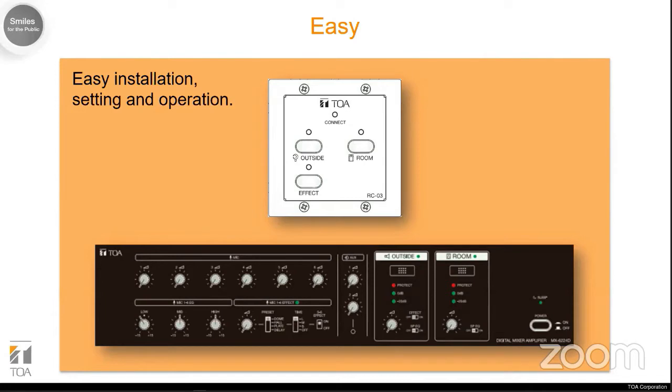This now is easier with the MX6224D, as well as the easiness of being able to switch on and off the room sound broadcast and the outside minaret sound broadcast by merely using the RC03. You can press the room button on and off, and sound goes to the room. The outside button sends sound to the minaret or to the outside area. As well, you can switch on and off the effects of the MX6224D. So it's very, very easy to use.